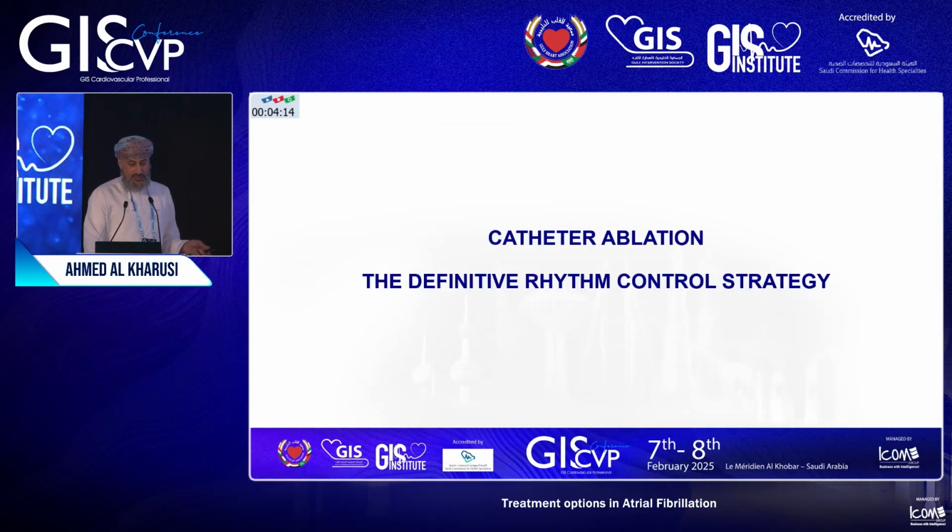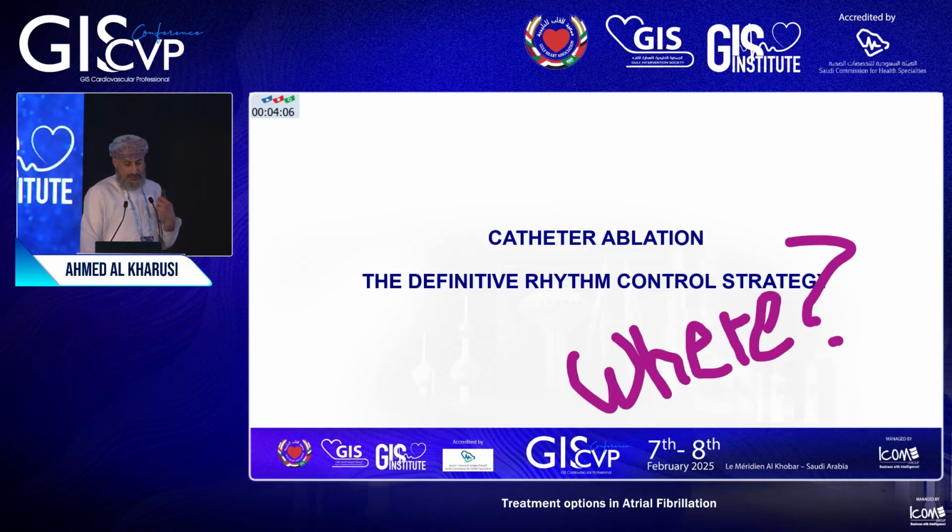Okay. Now the third option, which is the main topic, the catheter ablation, which is the definitive rhythm control strategy. But first of all, what is ablation? Do you know what ablation is? Everyone knows what ablation is? Mainly, it is to burn places in the heart, so it will not cause the rhythm that we don't like.